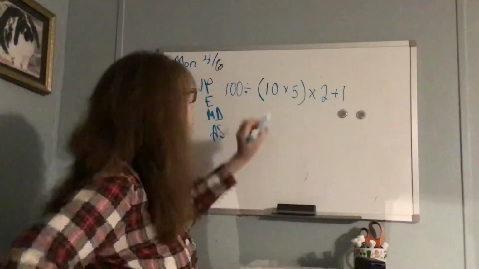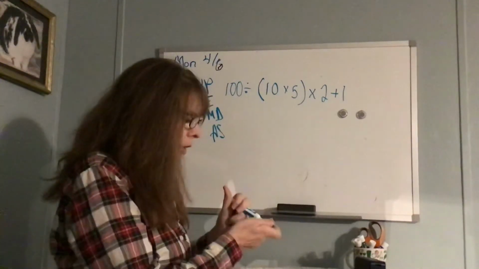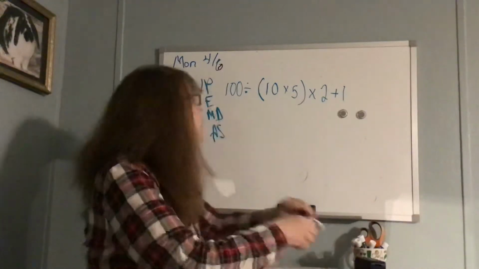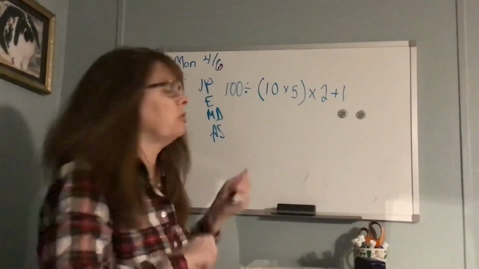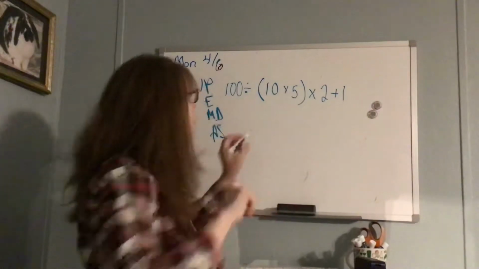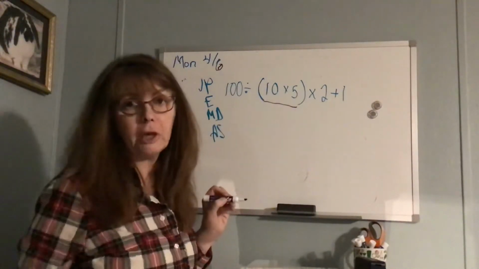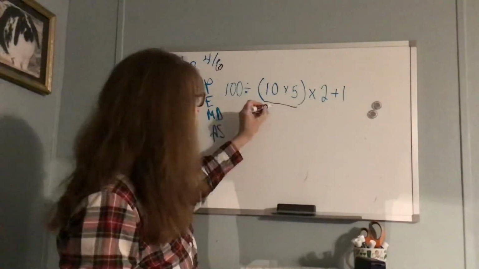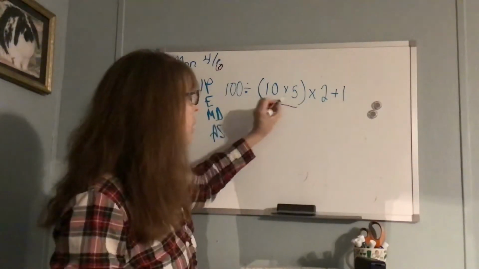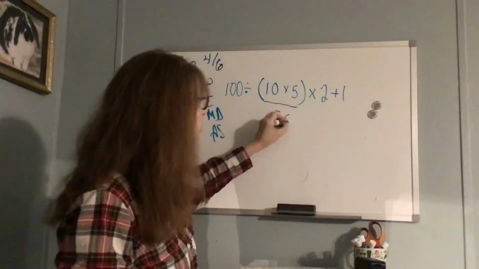We're doing that first. So let me do it with another color. I think it'll make it easier for you guys to see. And besides, it's a little bit more interesting, lots of colors. So the first thing we're going to do is underline the problem that has the multiplication sign in the parentheses. And remember, we're going to use this number and this number. So we've got 10 times 5 is 50.